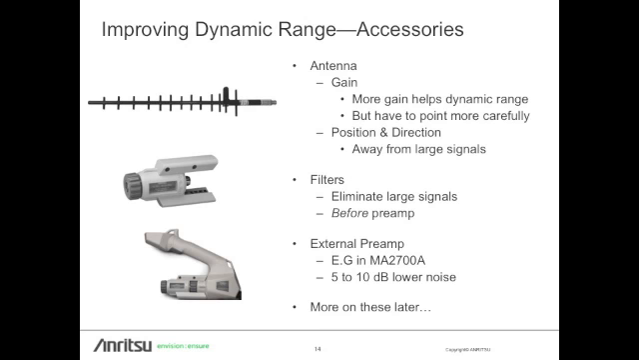Accessories, we'll talk a lot more about these, but in general, antennas, especially antenna gain, can be really helpful. And the directionality of a directional antenna can help you point away from large signals. Filters can help eliminate large signals before they get into a preamp and cause intermodulation. Maybe even an external preamp, something that's more optimized for noise figure, such as in the handheld interference hunter, the MA2700A, might be 5 or 10 dB lower noise than in the analyzer. We'll talk more about those later.